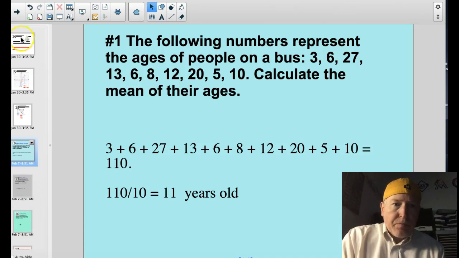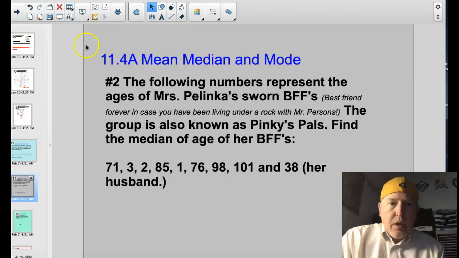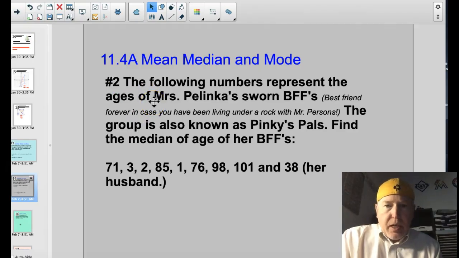Question number 2. Mean, median, and mode. The following numbers represent the ages of Miss Palenka's sworn BFFs. The group is also known as Pinky's Pals. Find the median age of her BFFs.